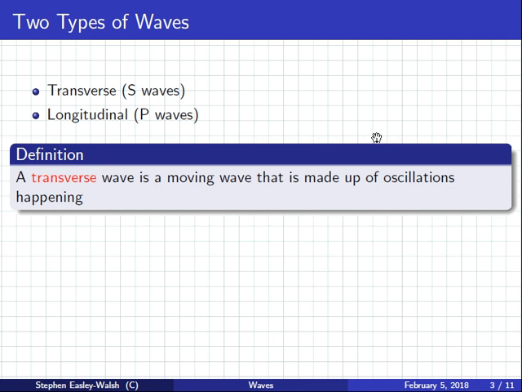So a transverse wave is a moving wave that is made up of oscillations. What's another word for oscillations? Vibrations that happen perpendicular to the direction of energy transfer. So what I mean is, if the wave is moving this way, the vibration is perpendicular to this direction, so the vibration is like this. So the wave is moving out like that. Kind of like an ocean wave.